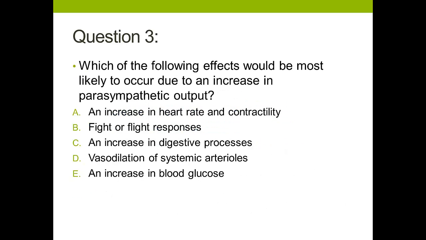Question 3. Which of the following effects would be most likely to occur due to an increase in parasympathetic output? A. An increase in heart rate and contractility. B. Fight or flight responses. C. An increase in digestive processes. D. Vasodilation of systemic arterioles. Or E. An increase in blood glucose.